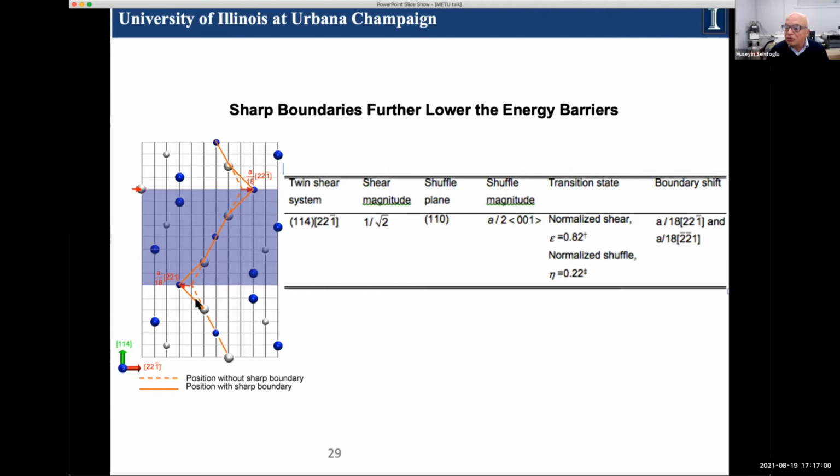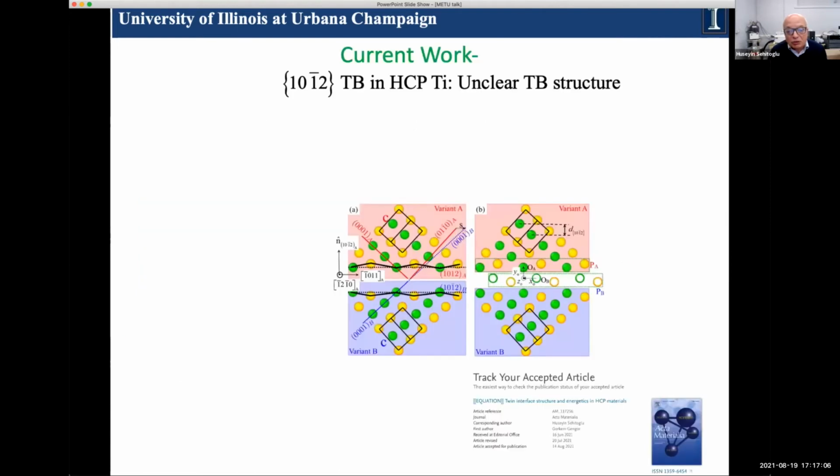So if we did calculations with the traditional FCC kind of thinking, we may be off, and I'll show you that. This is the current work we're doing now, just going to appear in the next couple of weeks, I think, in the Acta Materialia. And the twin boundary in titanium or HCP materials is pretty complicated. It has a corrugated structure like this, right?